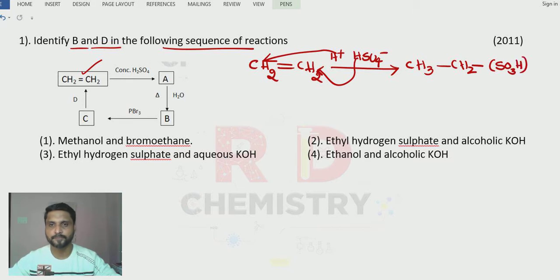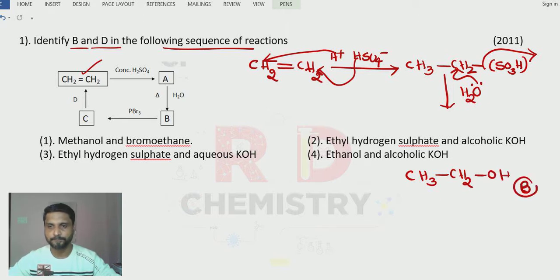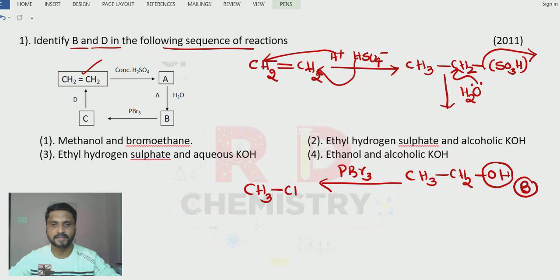Okay, together. Now after that it is boiled with water, H2O. Water is a stronger nucleophile. It will attack the carbon atom containing the SO3H group. So this goes off, and we'll now be getting CH3 then CH2OH at the end. Now this compound is B. Compound B is then treated with PBr3, phosphorus tribromide, wherein the OH group is replaced by the Br group. Therefore we are going to get CH3CH2Br, ethyl bromide.